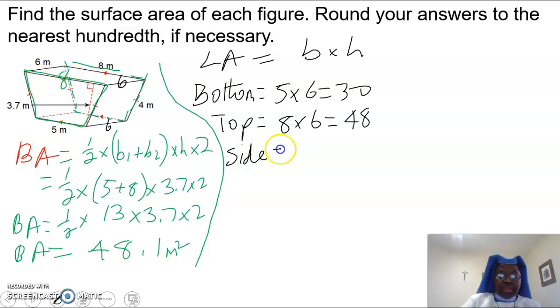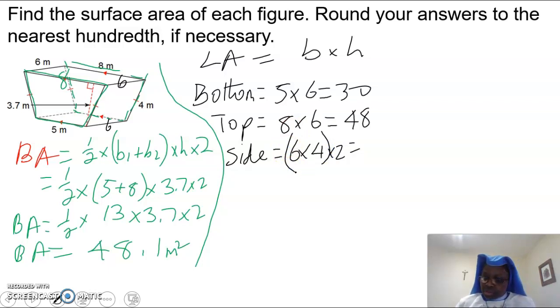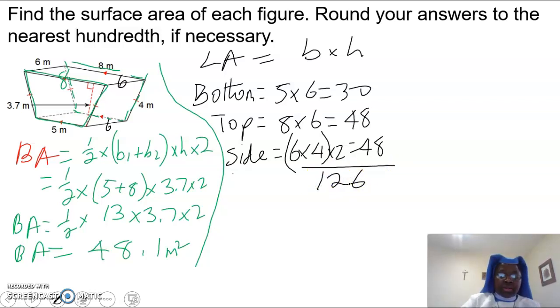So we're going to have two of them, the two sides. So we're going to do 6 by 4 and then times 2, because there are two of them. 6 times 4 times 2, we get 48 also. So we're going to add them all up together, and then we get 126. So the total lateral area is 126.